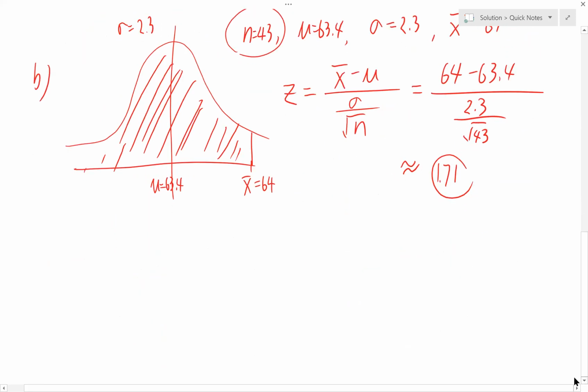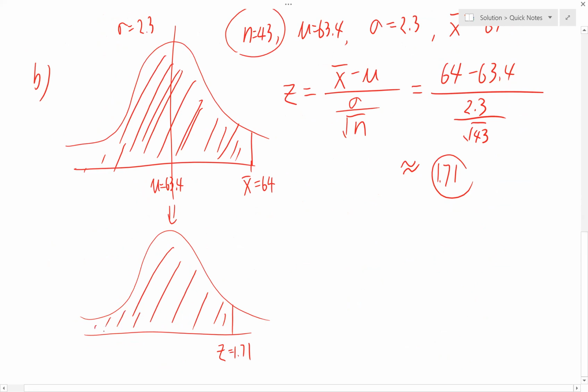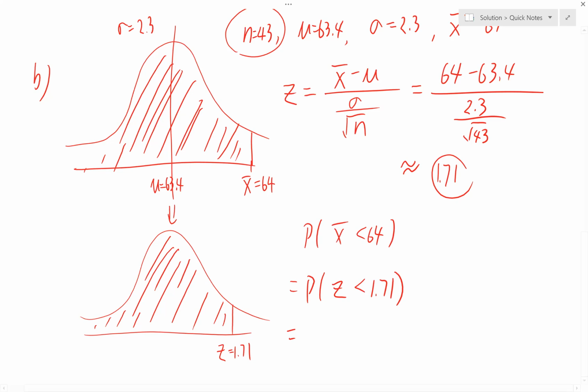So if you really want to turn this into a standard normal curve, you could do that. Yeah, so 1.71. Our standard normal curve is very good for all different kinds of distributions, uniform, the normal distribution, or the central limit theorem. It works perfectly. Okay, so the probability for sample mean less than 64 is the same thing as saying z-score less than 1.71. So now go to table A2 and look for the corresponding probability.